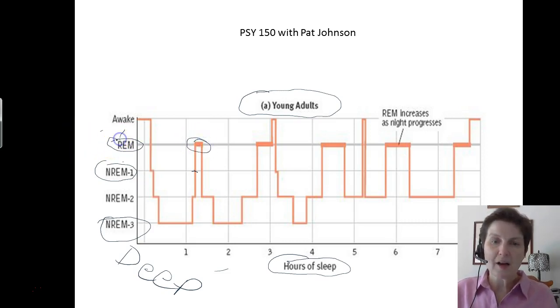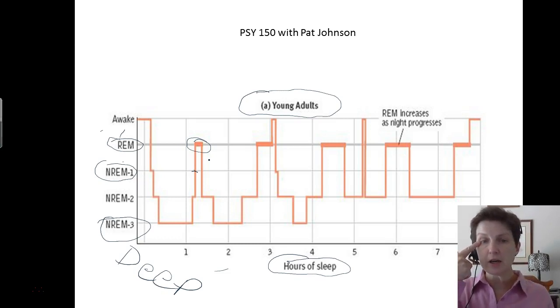So REM is not the first stage. We only get into REM usually after we've gone through a cycle down into deep sleep, and we come up and we have just a little bit of REM, and as we know, REM stands for rapid eye movement. And that's exactly what's going on. We can see this in our pets sometimes. I know my dog will experience rapid eye movement that I can observe.